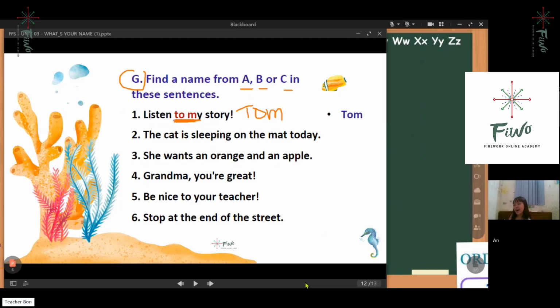Okay, so let's do this first. And please read the whole sentence. Go. The cat is sleeping on the mat today. So Anne, look at this sentence. Okay, so what name of a person can you make? What name of a person can you see in this sentence?